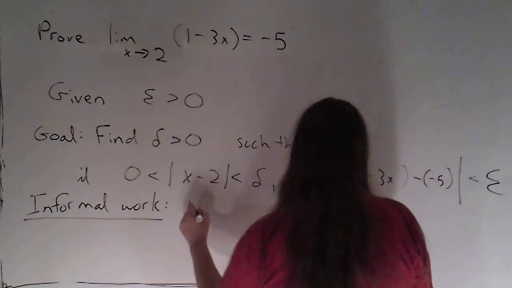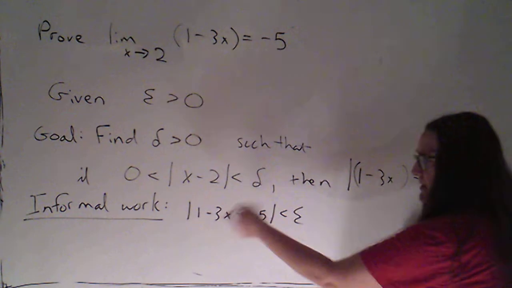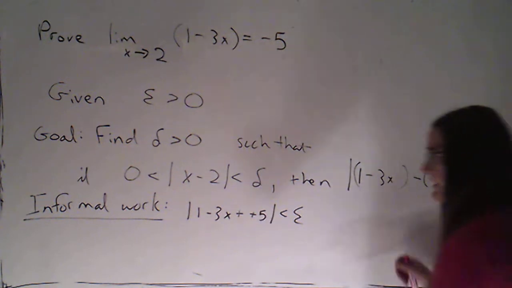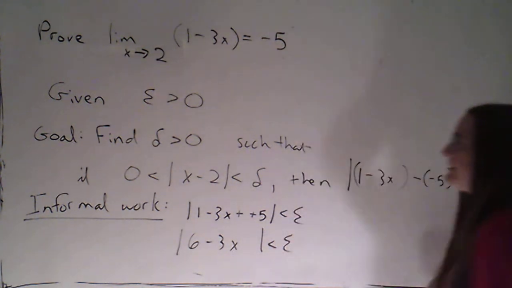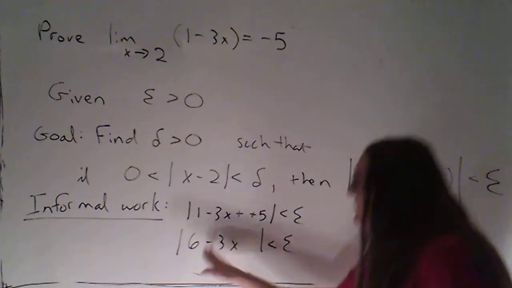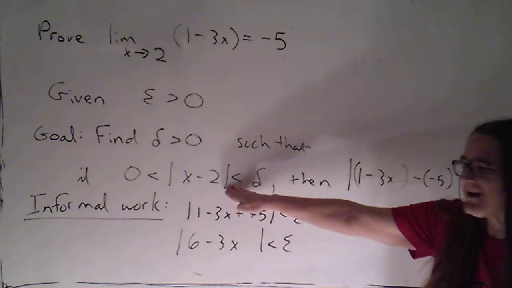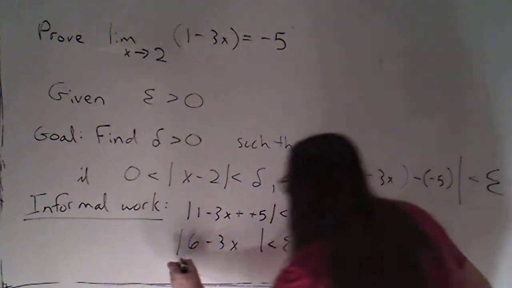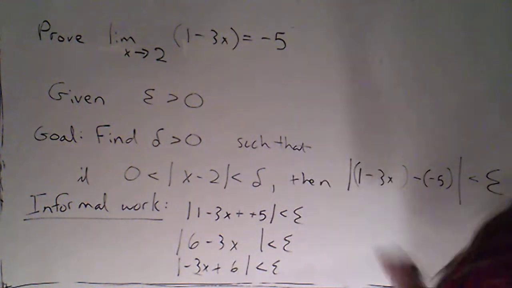So we have the absolute value of 1 minus 3x minus negative 5 less than epsilon. I'm just going to simplify that. I'm going to explore what it means for this to be true. Now, of course, minus and negative is just plus. So that becomes the absolute value of 6 minus 3x less than epsilon. Okay. And I think I'm going to just swap the order of those things, simply because if I look at where I'm going, I'm trying to get to an inequality that involves an x minus 2. That has the x first and then the number. So I'm just going to rewrite this as negative 3x plus 6 in the absolute value being less than epsilon. Okay.